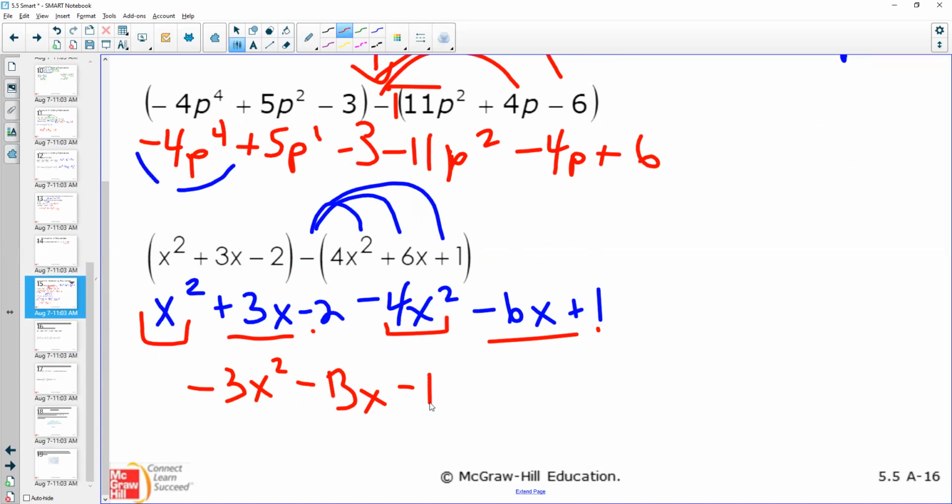Oh, it should have been a minus 1. I didn't distribute, even as I was talking to you about distributing all the way through. So that should be a minus 3. That's why we check our work, okay? So that we make sure we're doing it right.